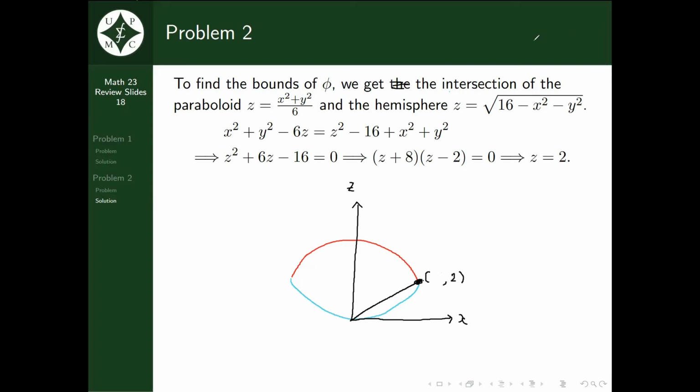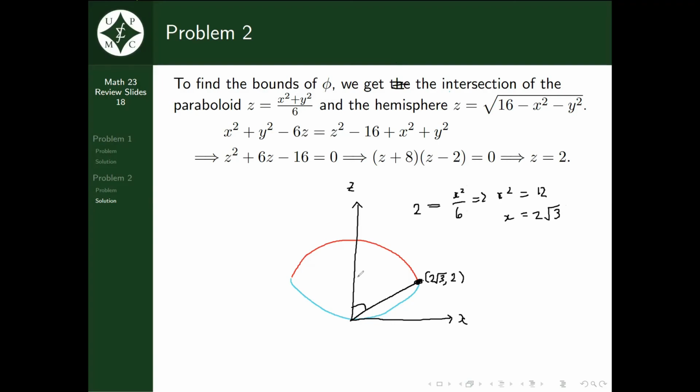And then we can just use one of the equations that we have in order to solve for the corresponding x coordinate in the xz projection. That is when y is equal to 0. So the easiest would probably be this first equation. So we get 2 is equal to x squared over 6, or in other words, x squared is equal to 12 and x is equal to 2 square root of 3. So this is 2 square root of 3, 2.